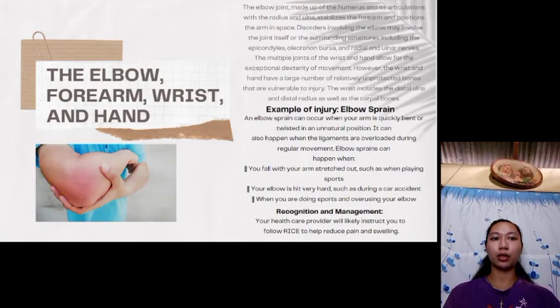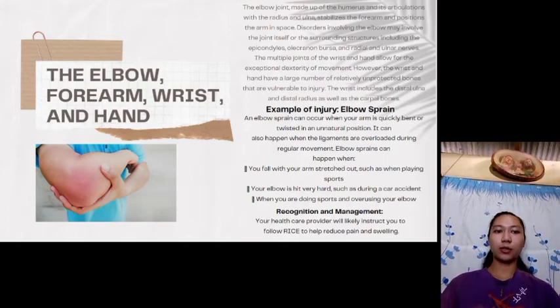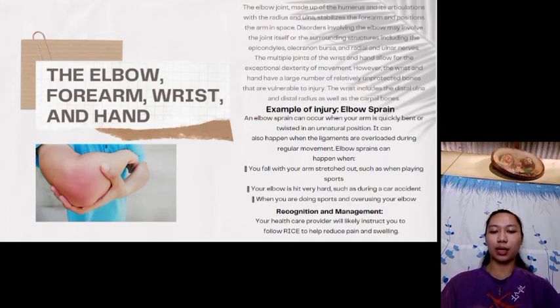An elbow sprain can occur when your arm is quickly bent or twisted in a non-natural position. An elbow sprain can happen when you fall with your arms stretched out, such as when playing sports, when your elbow is hit very hard, such as during a car accident, and when you are doing sports and overusing your elbow. So, this type of injury is caused by physical activity that involves the elbow, like repeated lifting or operating heavy equipment. That can cause an elbow sprain.